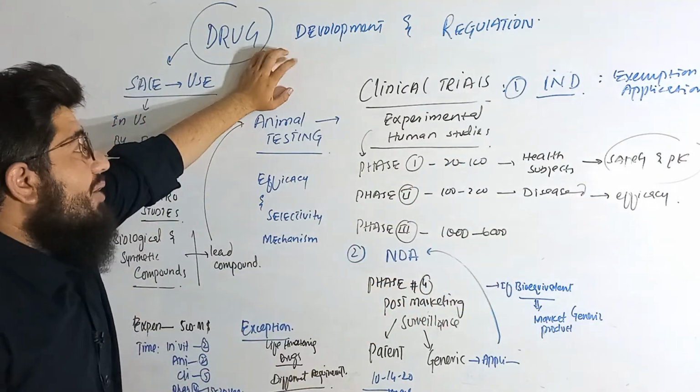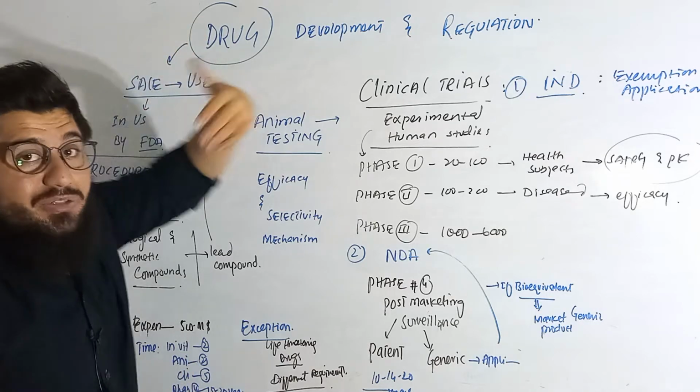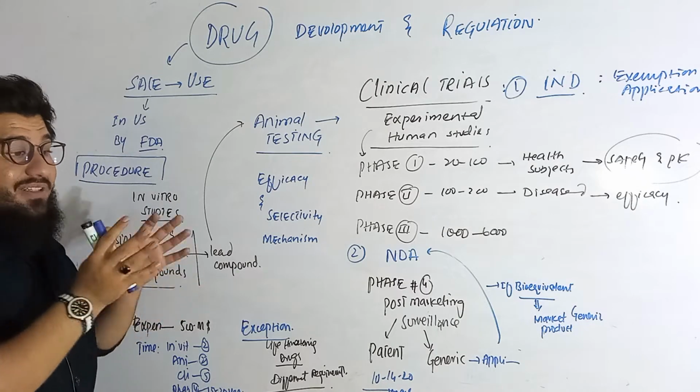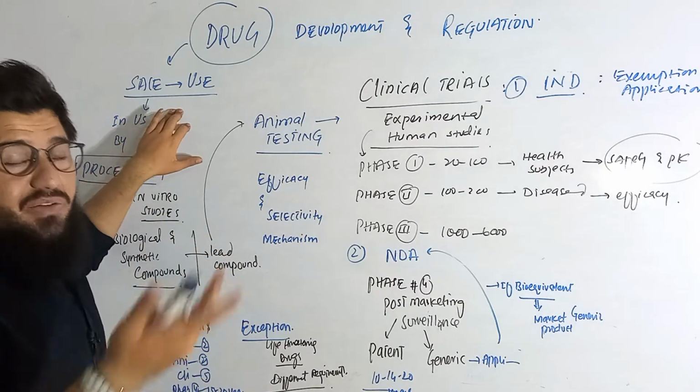regulation. So now, when a drug is supposed to be developed and then regulated, the concentration needed is on the sale and the use of the drug. For this, there are special agencies in several countries.